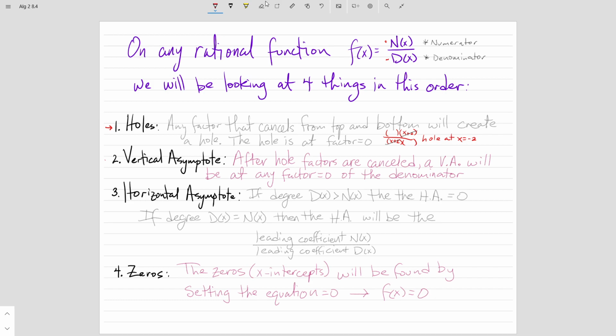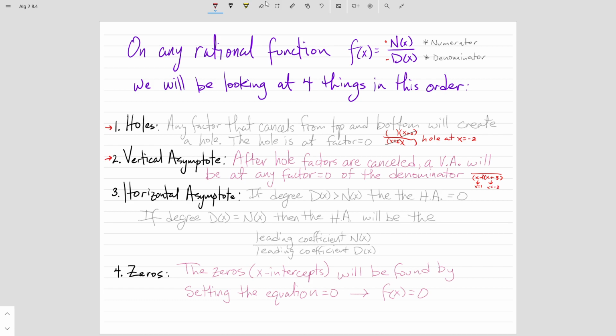Next thing you look for are vertical asymptotes. Now, a vertical asymptote is actually not super far away from a hole. Vertical asymptotes are any factors of the denominator. So let's pretend we have a fraction that has x minus 1 and x plus 3 in the denominator. This function would have a vertical asymptote at x equals 1 and a vertical asymptote at x equals negative 3.